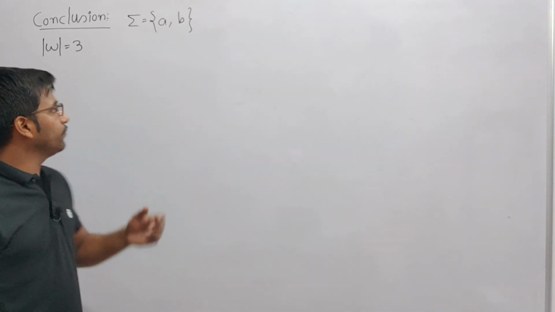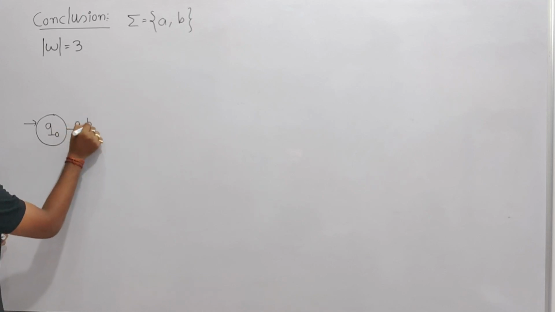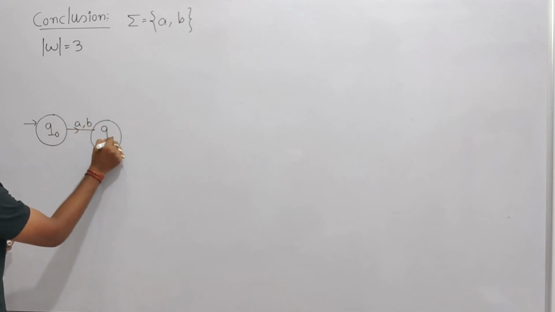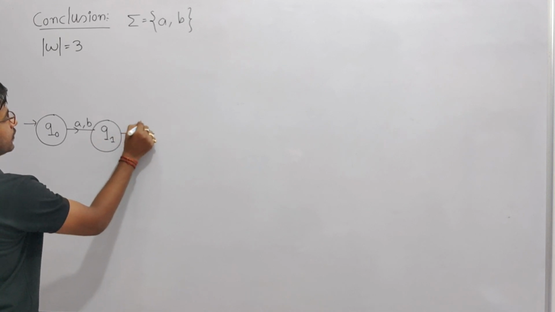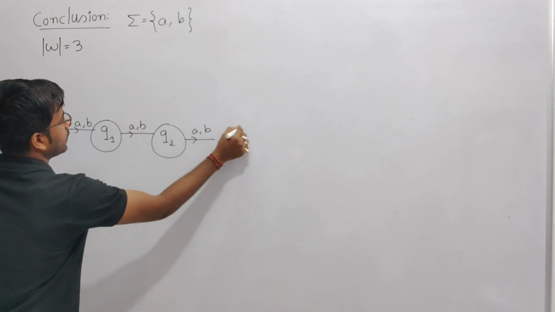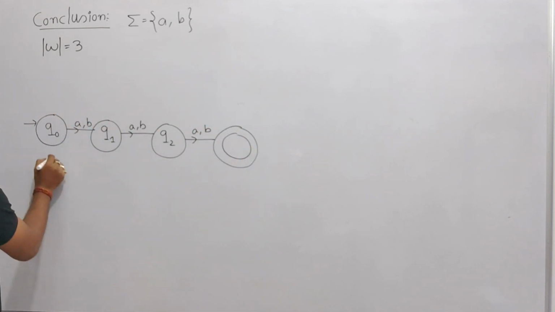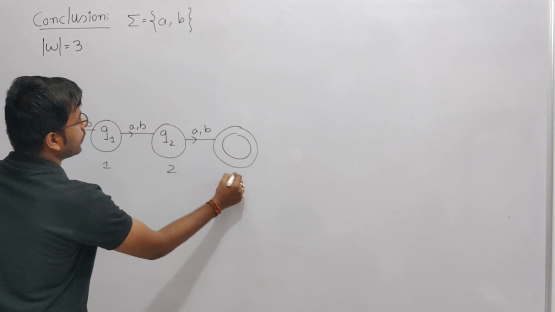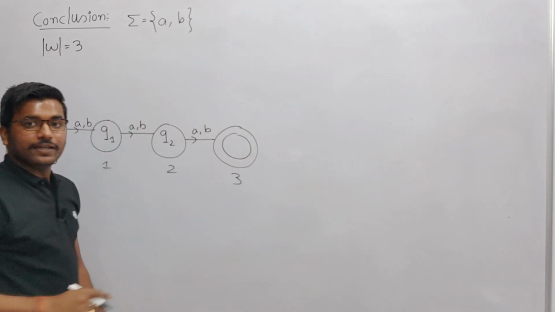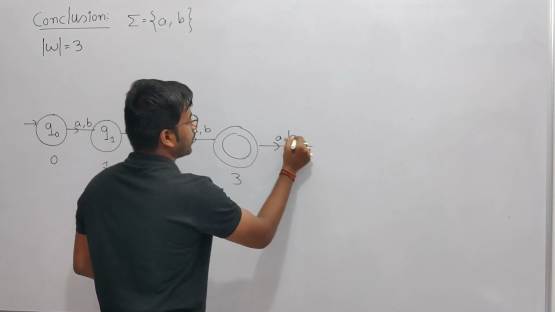Similarly, we will construct the DFA when length is equal to 3. The initial state indicates that the length is 0. Now again a comma b indicates that the length is 1. This state indicates length is 1. Again a comma b, length is 2. Again a comma b, length is 3, accepted. So length 0, length 1, length 2, length 3, accepted. Now if again you get a comma b, the length will become 4, so you have to reject.